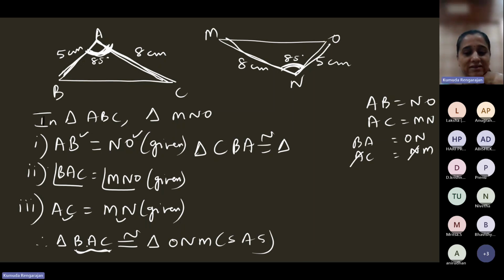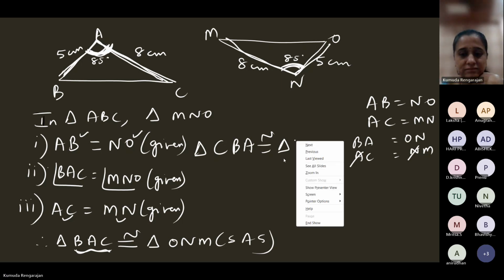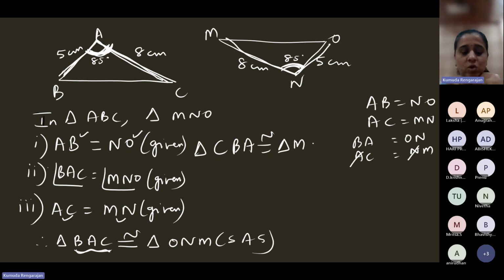Children, if I say, yeah, tell me. MON, ma'am. MON, very good. If you say CBA, if you say C, B, and A, you must say MON.